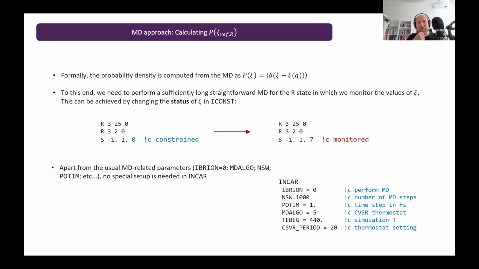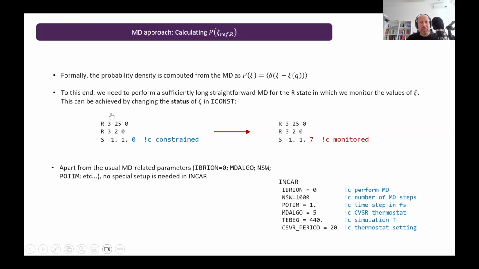Now we can start using it to produce something useful. So the first task is really to determine a probability density and choose the reference state. Formally, probability density is defined as an ensemble average, with the Dirac delta function being the phase space function associated with that. Practically, in molecular dynamics, what we need to do to compute this is to run a sufficiently long, straightforward molecular dynamics for the reactant state and monitor the values of xi. So for every step, or for a sufficiently large sample of configurations that we generate, we would like to collect values of xi.